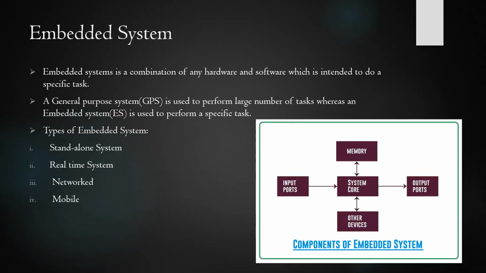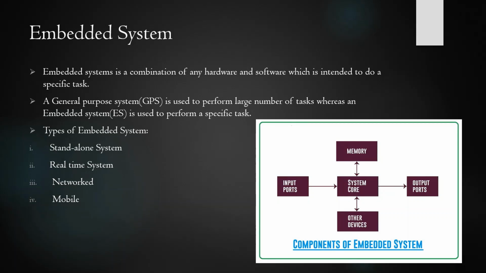Then embedded system. An embedded system is a combination of hardware and software which is intended to do a specific task. A general purpose system (GPS) is used to perform a large number of tasks, whereas an embedded system (ES) is used to perform a specific task.